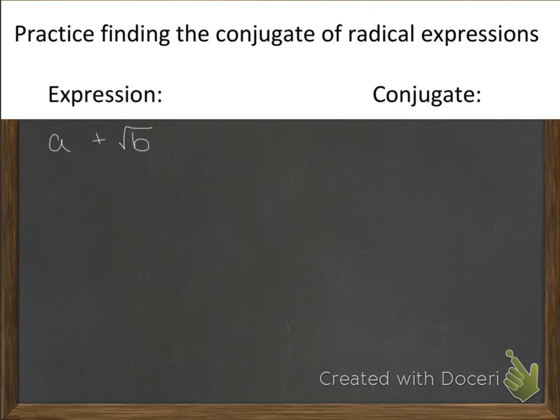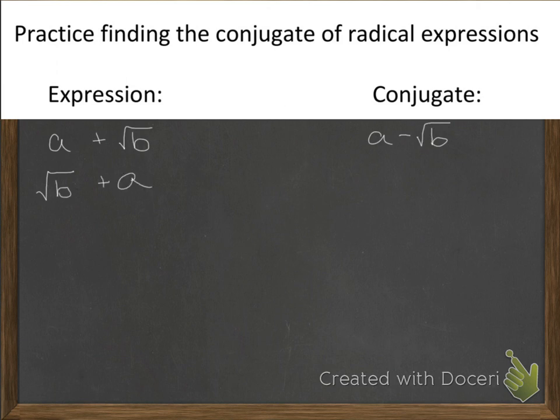So before we do another example, let's practice finding the conjugate of these rational expressions. So remember, we already said if you have a plus the square root of b, the conjugate is going to be a minus the square root of b. But what if the radical was first? What if I have the square root of b plus a? Then what is the conjugate?